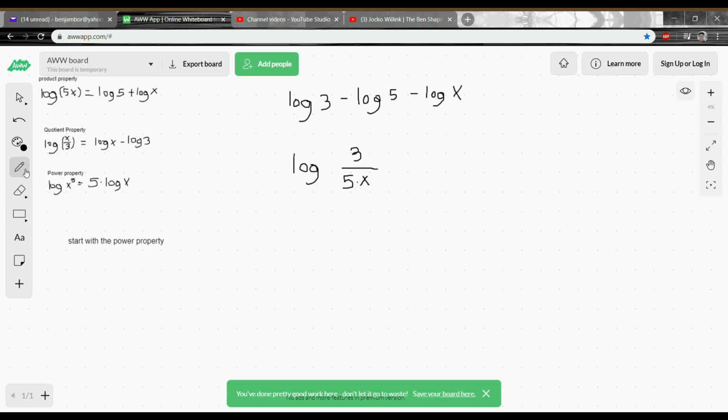And if we had done this the other way, if we had rewritten this as log 3 minus the quantity log 5 plus log x, we would use the product property to turn this into log 3 minus log 5x. Then we would have used the quotient property to get the log of 3 over 5x. So we arrive at the same answer. Just one way, we're combining steps to get there faster.